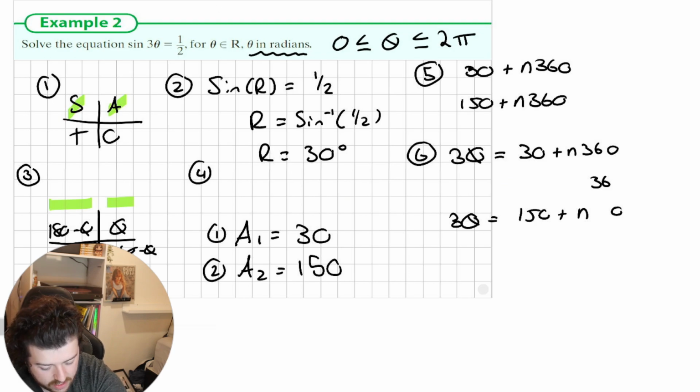I want to get theta on its own. So I'm going to look at my first equation here. I want to get theta on its own, so I need to get rid of this 3. So I need to divide everything by 3.